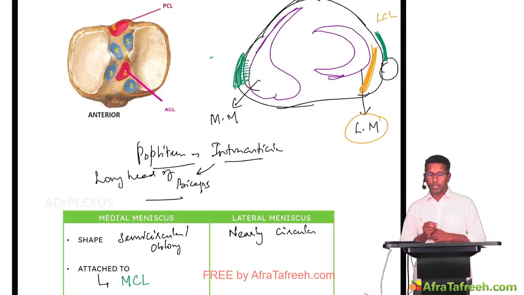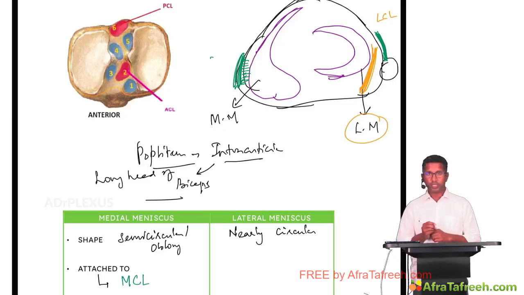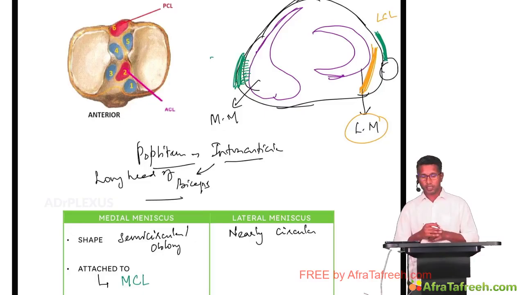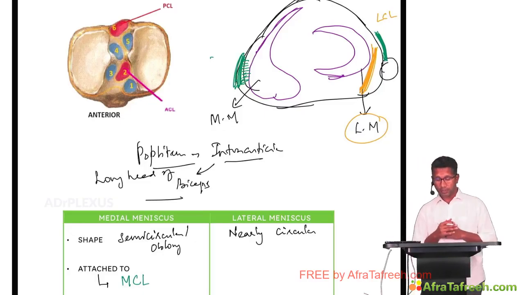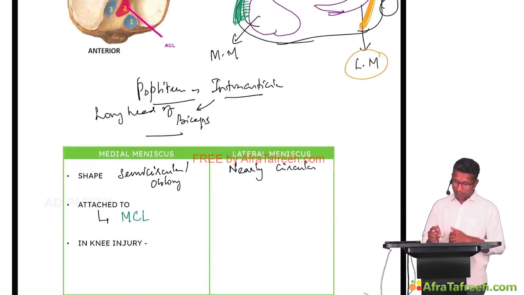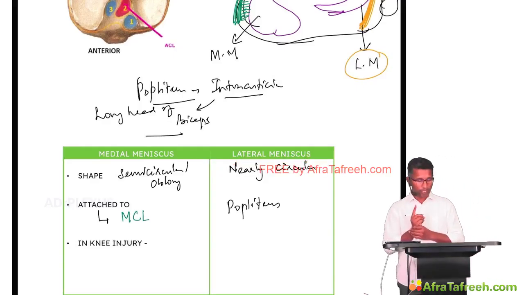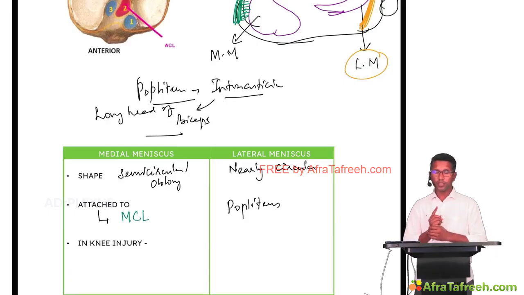Now here the popliteus muscle is the muscle which separates the lateral meniscus from the lateral collateral ligament. So here the lateral meniscus is attached to the popliteus tendon or the popliteus muscle. It is not attached to the lateral collateral ligament. This is very important.